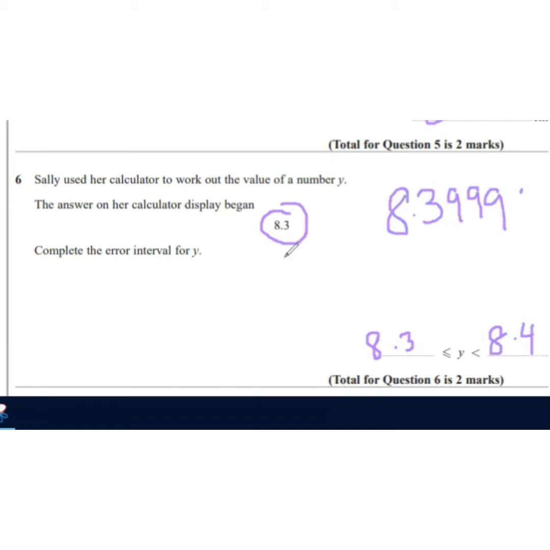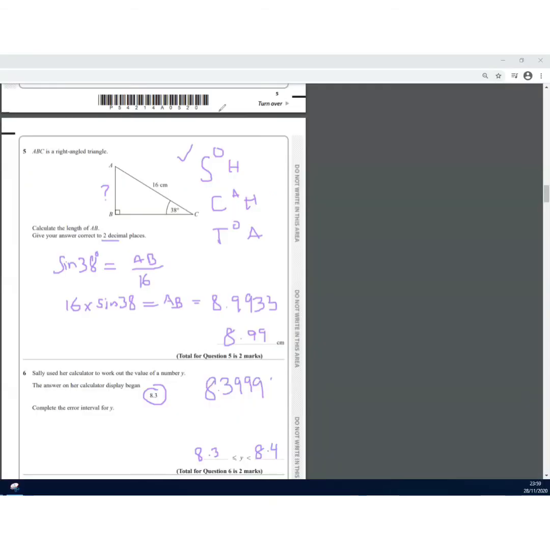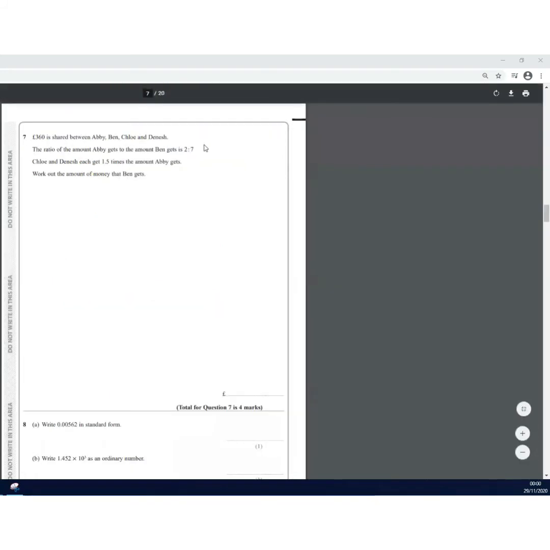Let's move on to question number 7. So in question number 7, £360 is shared between Abby, Ben, Chloe, and Dinesh. They've given us the ratio of the amount of Abby to the amount Ben gets. Chloe and Dinesh each get 1.5 times the amount Abby gets. They want us to find out the amount of money that Ben gets.